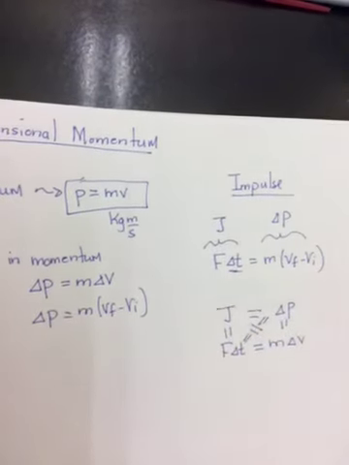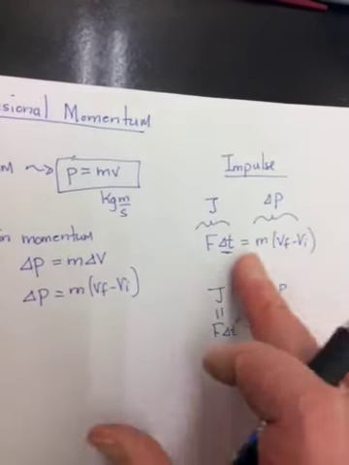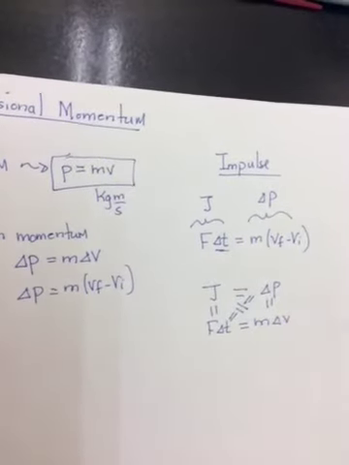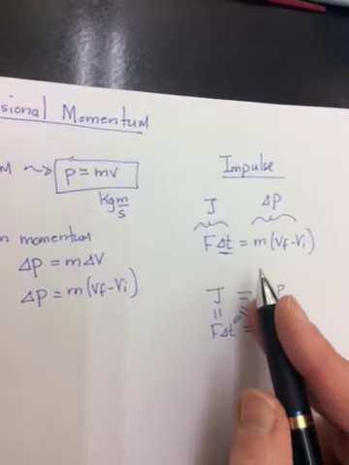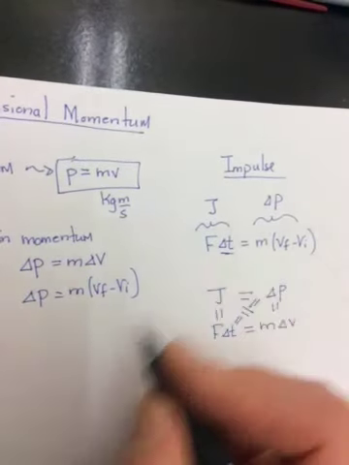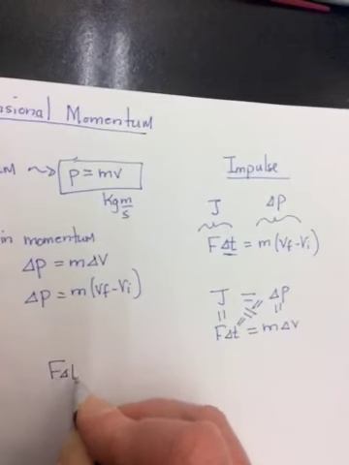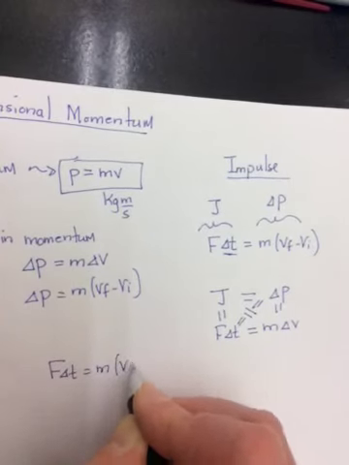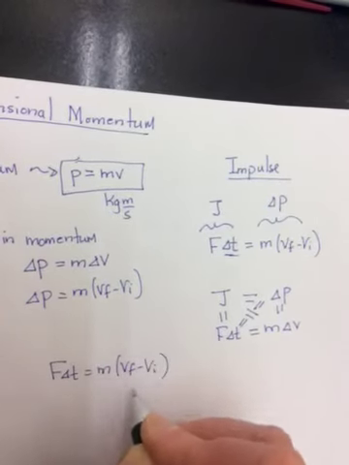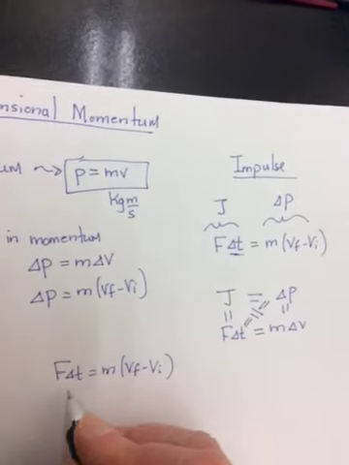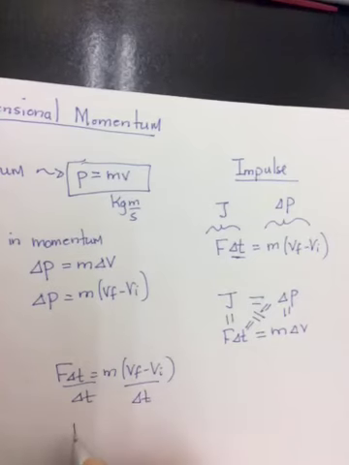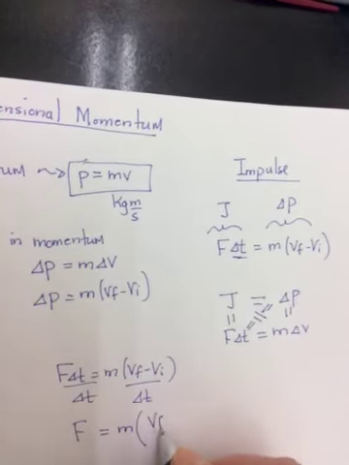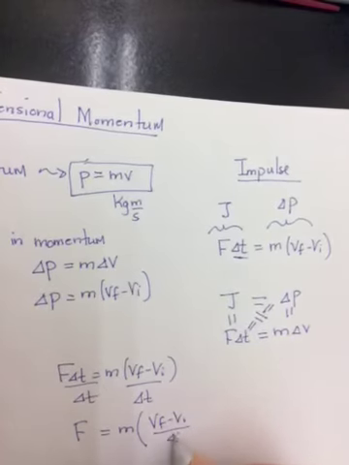So for those of you that had me last year, we had this box with 4 corners where any pair of corners was equal to each other. The one other interesting little thing is, I'm just going to rewrite this. F delta T is equal to M (VF minus VI). If we were to divide both sides by delta T, then you'll have F is equal to M, and in brackets, (VF minus VI) over delta T.